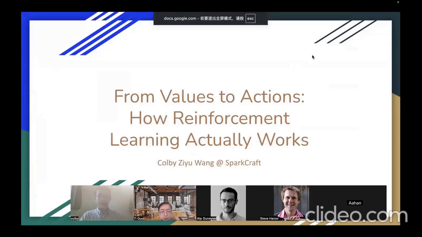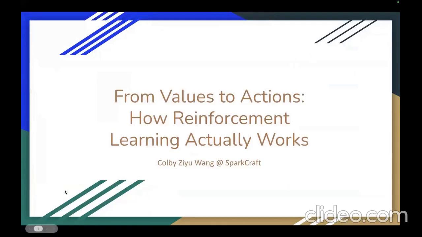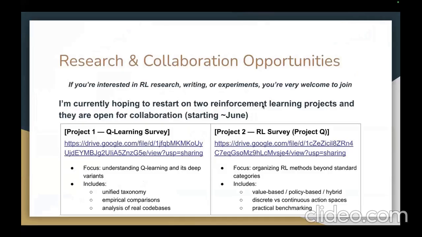Okay, so yeah, hi everyone. So today we'll be talking about reinforcement learning 102, which is from values to actions, how reinforcement learning actually works. Before we start, I want to share something very exciting. I'm currently hoping to restart on two of the reinforcement learning projects that I started last year, and they are open for collaboration, which I'm hoping to start in June.